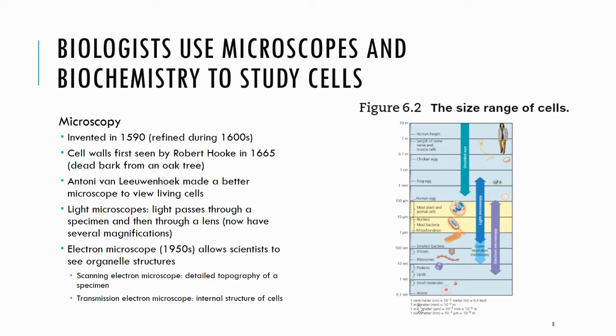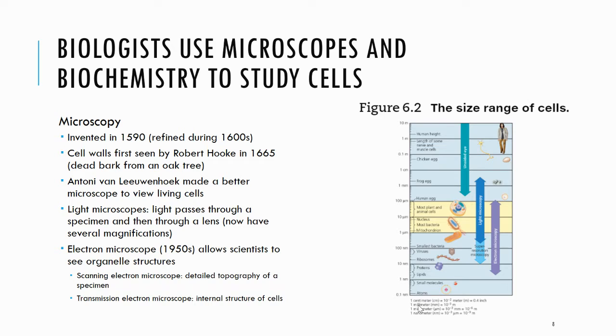So starting off, how do we even know what cells look like? That is through microscopy. The first microscopes were around in about 1590 and they kept being refined. The cell walls were first seen by Robert Hooke in 1665 because he was looking at dead bark from an oak tree. So all he could see was the outline of the cell wall, and that was it.